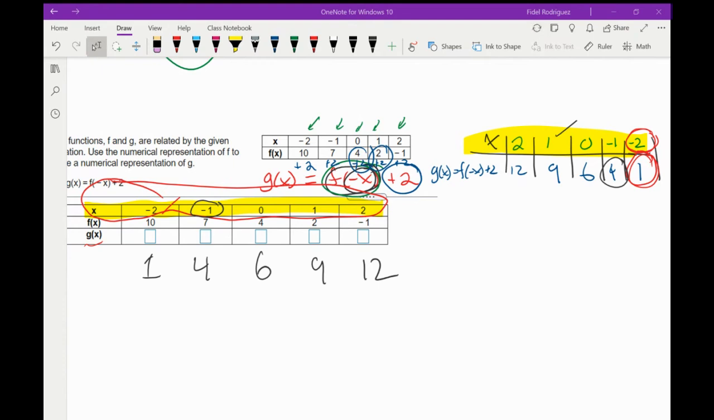Let me do one more, and then what I really want to do, y'all, is just answer any kind of questions that you guys might have out of your homework. Let me see if I can pull another one. I'm going to see if I can pull another one with a table. Here we go. Here's another one with a table.